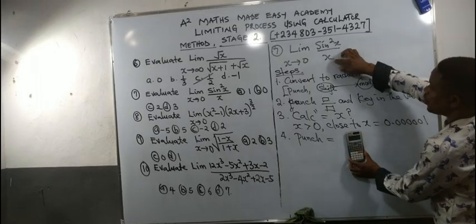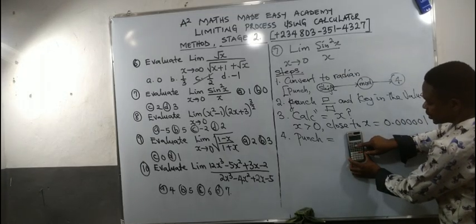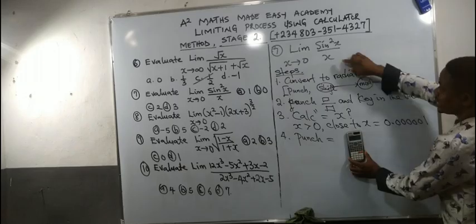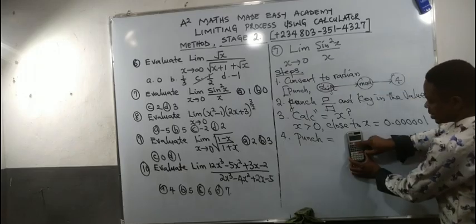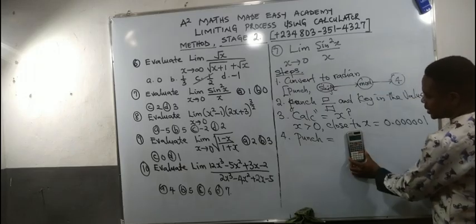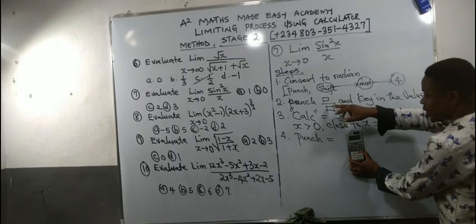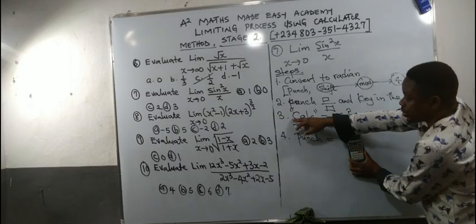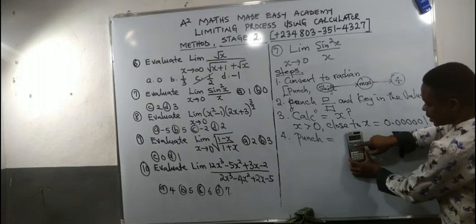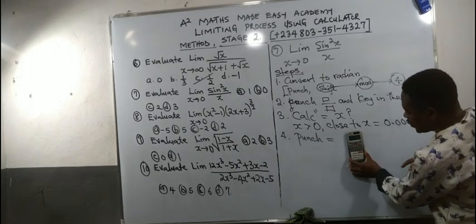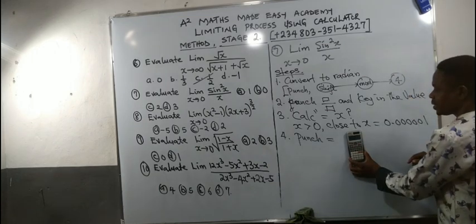Then I will go down. Look at the downward button. This is the downward button. Then create X: Alpha, close bracket. I am done with exactly what is written here. I'm done with the second step. So what is the third step? Punch Calc. This is Calc. Are you with me? It has given me X question mark.